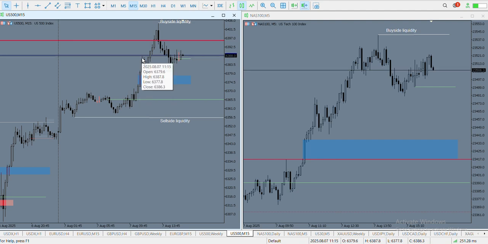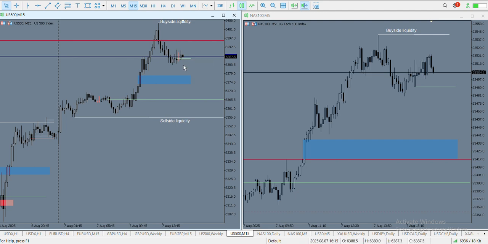This inefficiency on itself, the low of this candlestick is 6,377.8. This candlestick's high is 6,373.8. So from 373 to 378, those are 5 points. So this inefficiency is 5 points, and it's a basic one. So we'll anticipate price to trade through that basic inefficiency as it goes into these sell side liquidity typical lows right here.